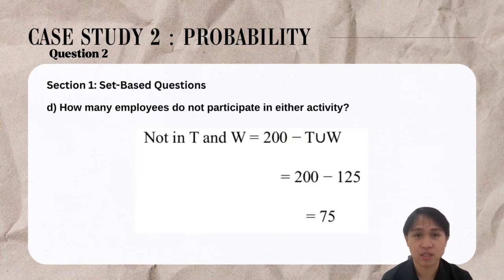Next is question D. How many employees did not participate in any of the two activities? So we subtract the number who joined at least one activity from the total number of employees. So 200 minus 125 equals 75. So 75 employees did not join any activities at all.